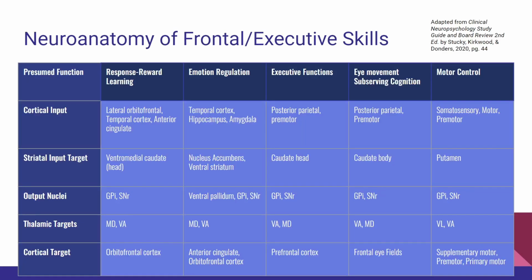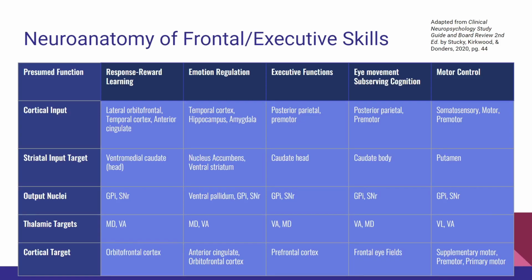This chart highlights some of these cortical loops for some of the different cognitive systems that exist within the brain, whether that be response, reward, and learning, emotional regulation, the higher order executive functions, eye movement that are related to cognition, or just general motor control. So we're not going to go through all of these, but I think it's worth going through one. So we'll start with reward and learning.